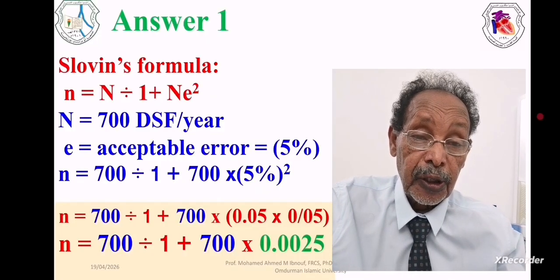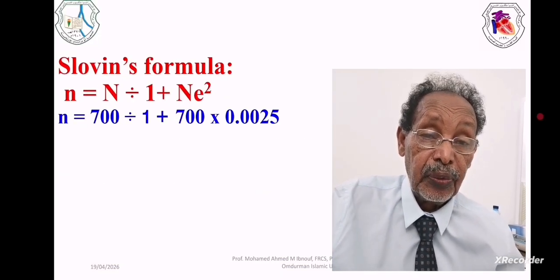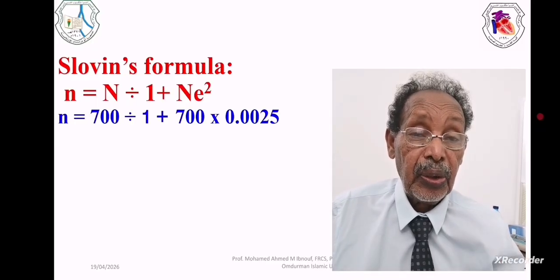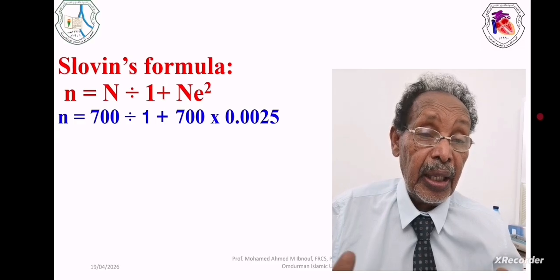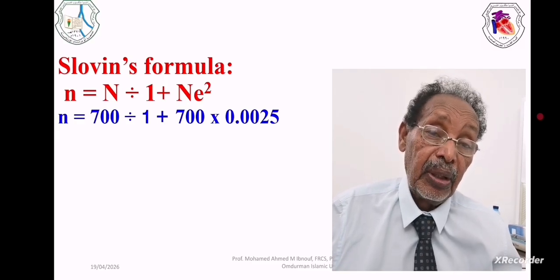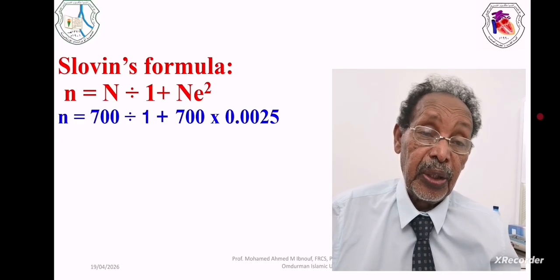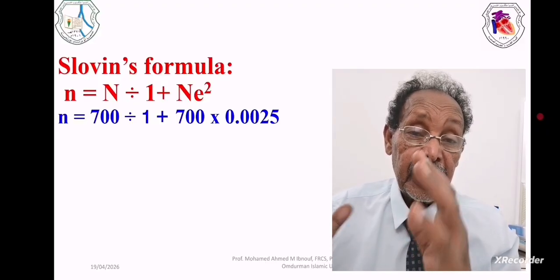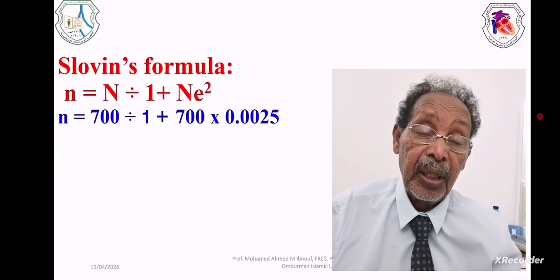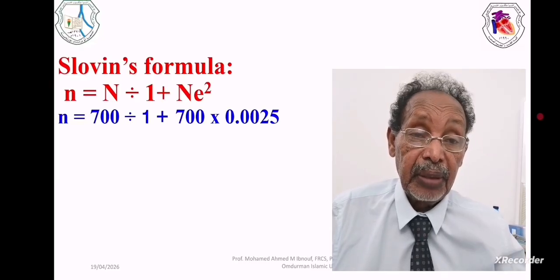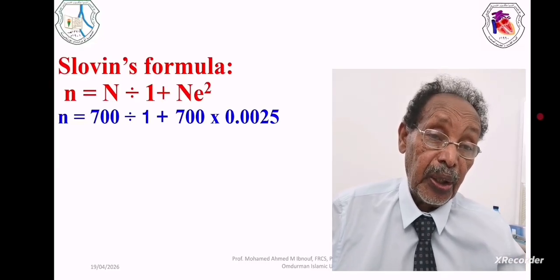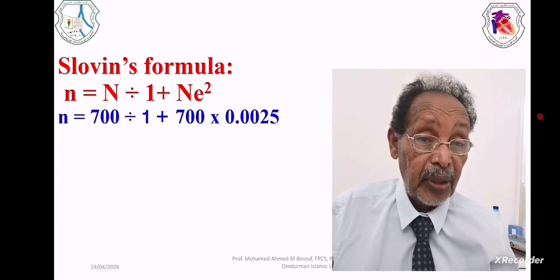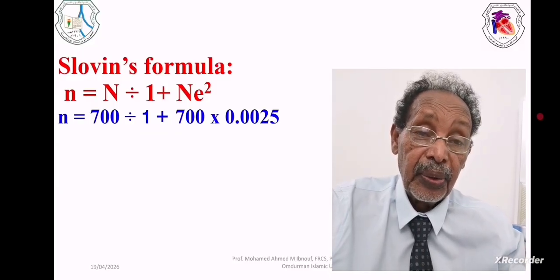And let us move forward. This is the Slovin formula. n is equal to the population size divided by 1 plus N, the population size, multiplied by the margin of error squared. And as we said in our example, the sample size is 700 diabetic foot ulcers in 1 year, divided by 1 plus 700 multiplied by 0.0025. That is 5% squared. Okay, we move forward.